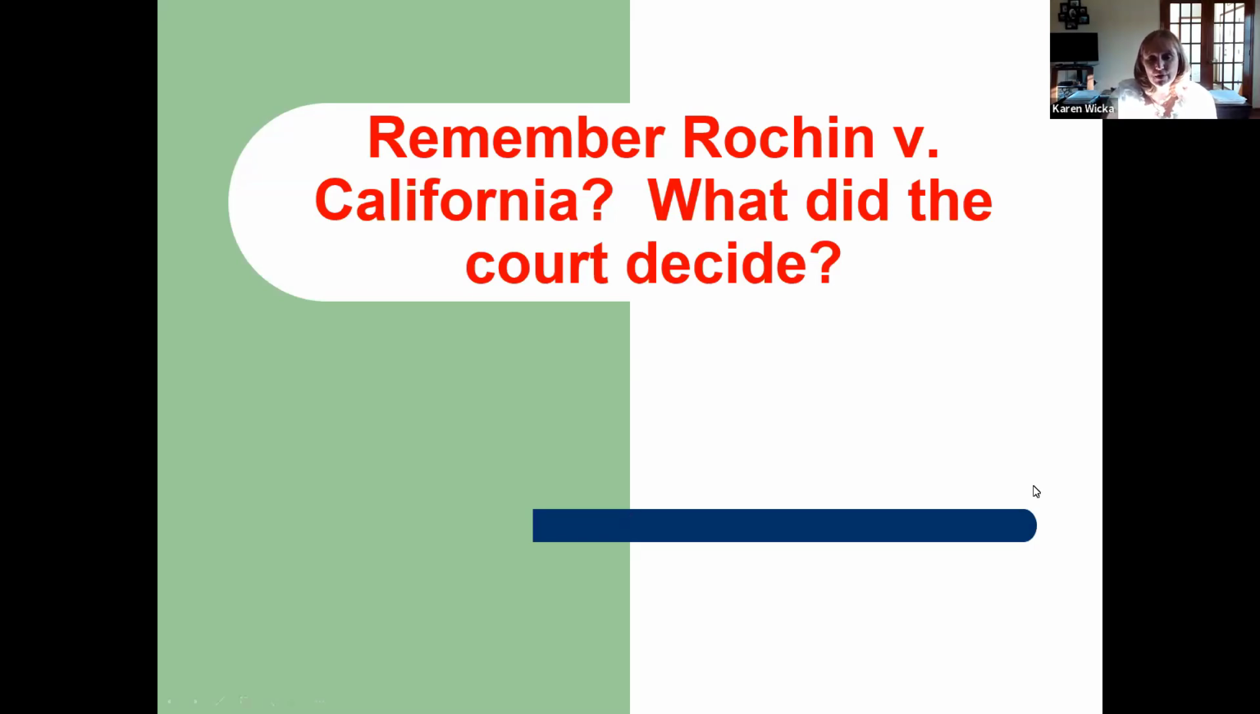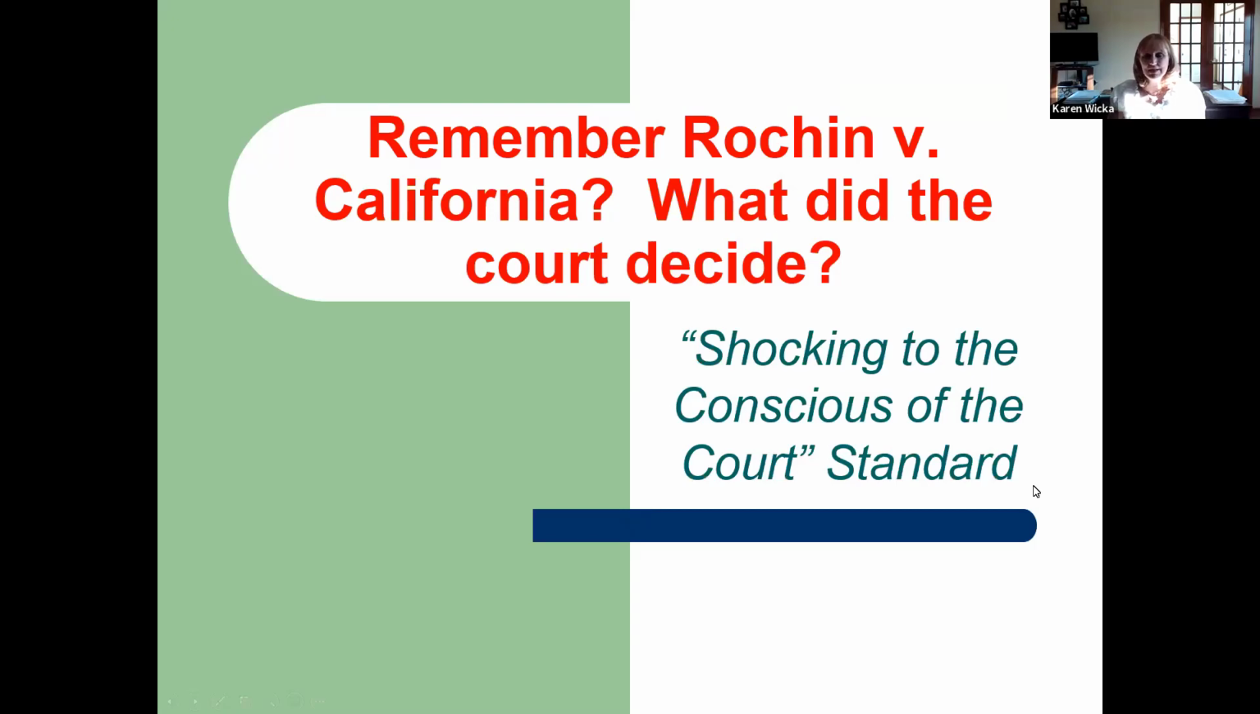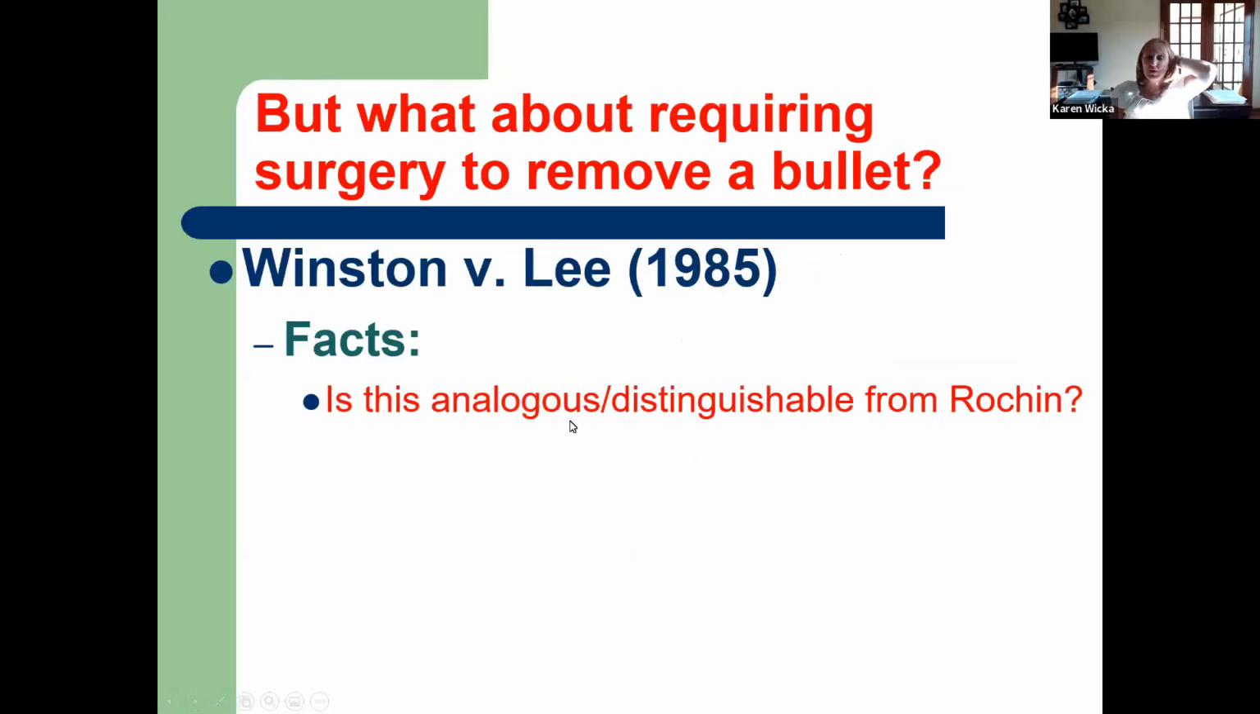So hopefully you remember the court said the standard is when something is shocking to the court. If it's shocking to the court, it's going to be a violation of the 14th Amendment. They said forcing Rochin to vomit the pills at the hospital was shocking to the court. So now we're going to use that standard to evaluate whether other bodily intrusions would be unconstitutional. So what about if we were requiring surgery to remove a bullet?